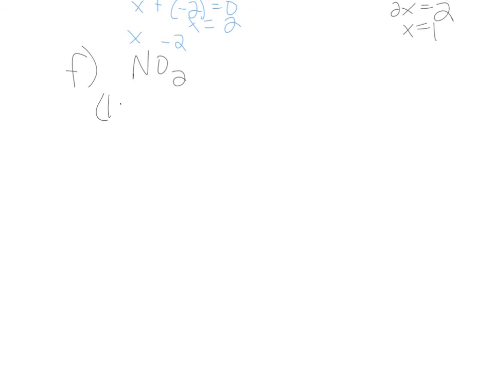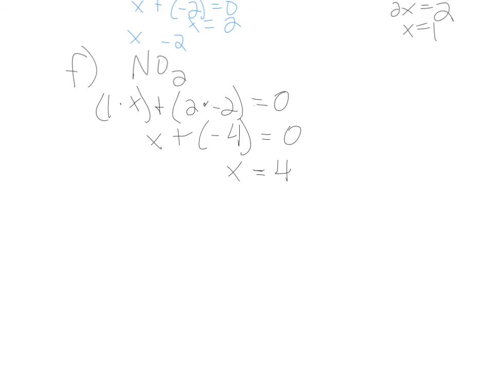In this compound, we have 1 atom of nitrogen whose oxidation state is unknown, and 2 atoms of oxygen whose oxidation state is known to be -2, and that'll add up to the overall charge of 0. We'll add 4 to both sides, and in this compound, nitrogen's oxidation state is +4.